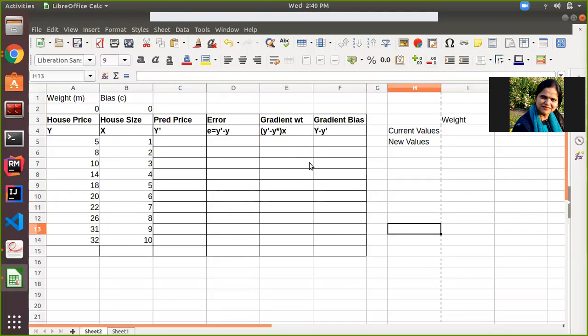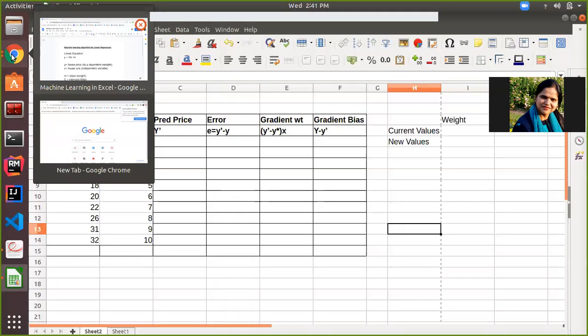Hi everyone. Today we will learn to create a machine learning model with the help of Excel. So here, as you can see in this sheet, I have collected sample data of 10 houses, where X is the house size and Y is the house price. For this sheet, I am going to calculate the value of y for any house size with the help of linear regression. So first of all, let me tell you what is linear regression.